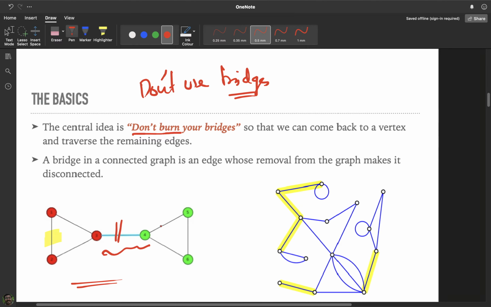So that's the idea. Why should you not include bridges in the first instance when you construct an Euler circuit? Why is it so?